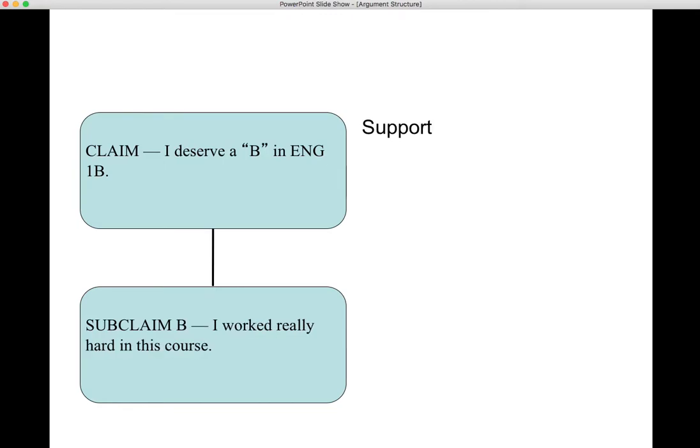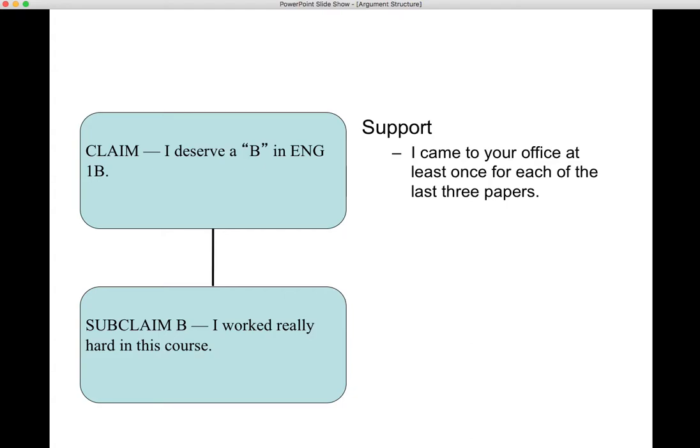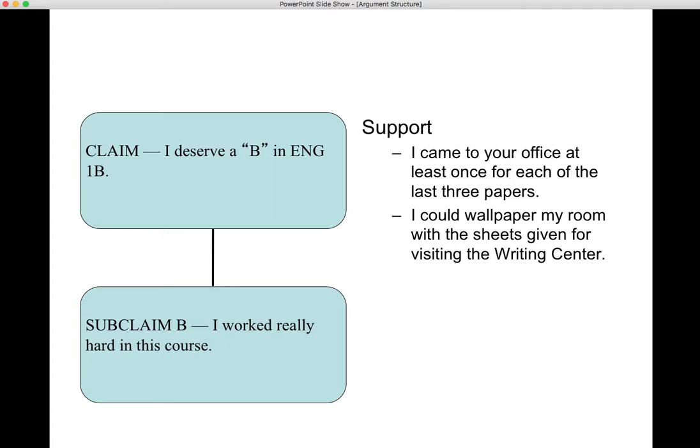My second subclaim, I worked really hard in this course. Well, how am I going to prove that? So I'm going to come up with ways to prove it. I came to your office at least once for each of the last 3 papers. So that's one piece of support. I would have to then explain my reasoning. Why does that matter? Why does that prove the idea of hard work? How does that go back to the claim of the B?